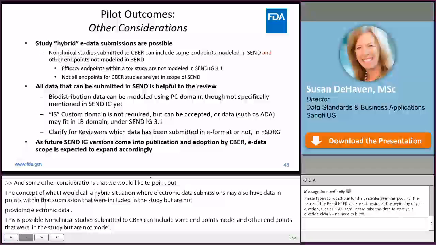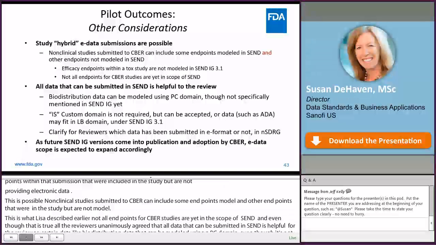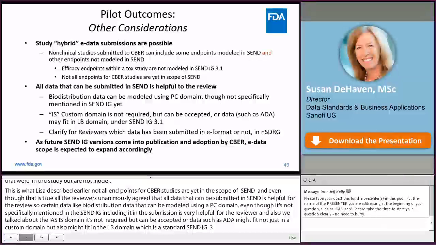Also, we talked about the IS domain. This custom domain is not required, but it can be accepted. Or data such as ADA might also fit not just in a custom domain, but it might fit in the LB domain, which is a standard SEND IG 3.1 domain. And in fact, the FUSE non-clinical working group has published a white paper on exactly how to do that.